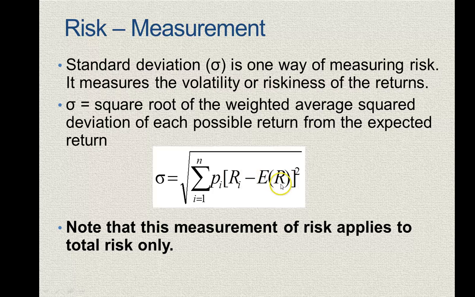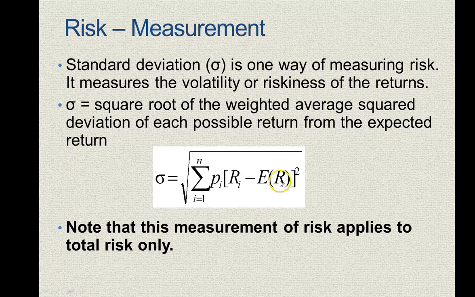So deviation of what? Deviation of each individual return, Ri, from the expected return. Deviation here means the difference. So it's each individual return minus the expected return. And then we have to take the square. So why do we take the square?